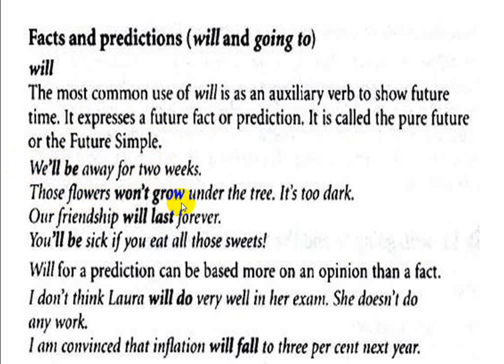Those flowers won't grow under the tree. It's too dark. Our friendship will last forever. You'll be sick if you eat all those sweets. Will for a prediction can be used more on an opinion than a fact. So will for a prediction لتنبؤ أو تكهن can be based more on an opinion يعني تعتمد أكثر شيء على الرأي than a fact أكثر من الحقائق أو الحقيقة.